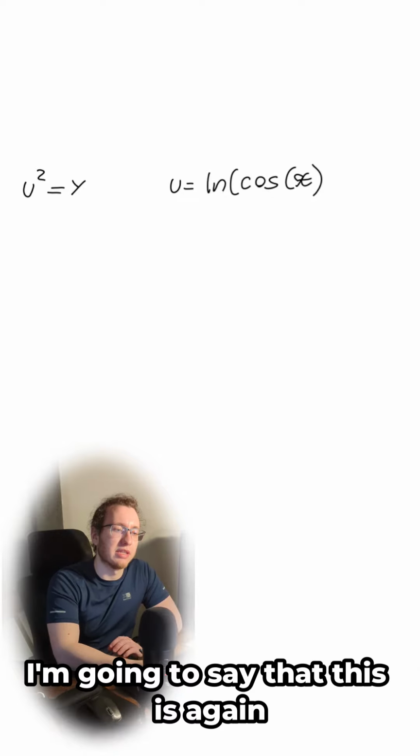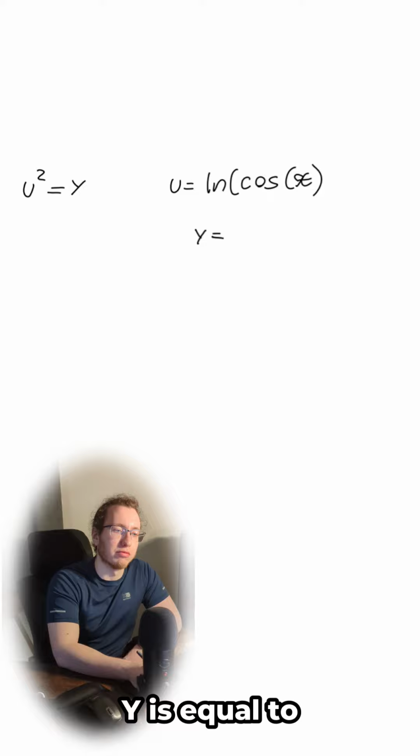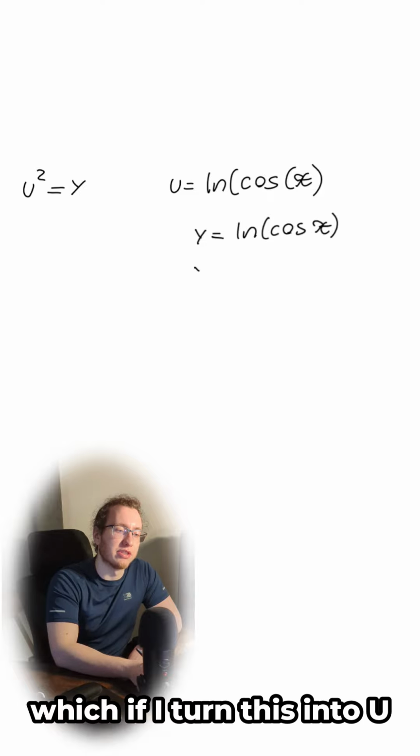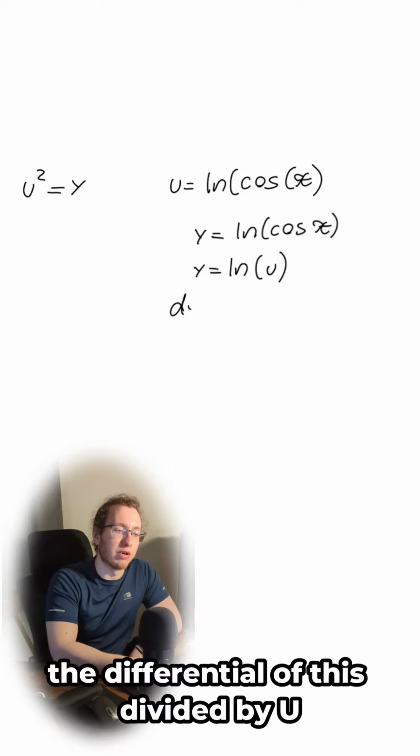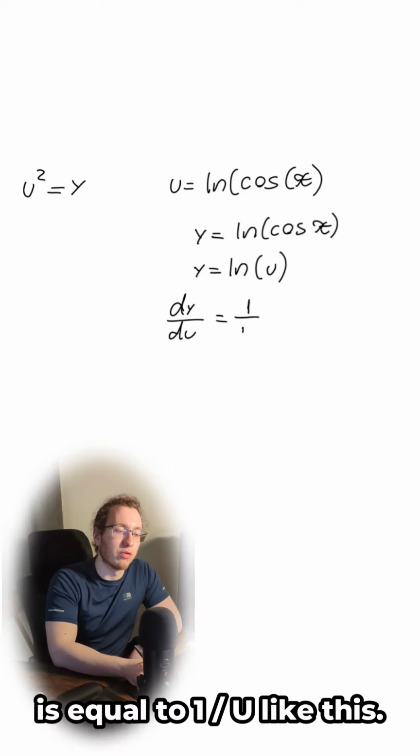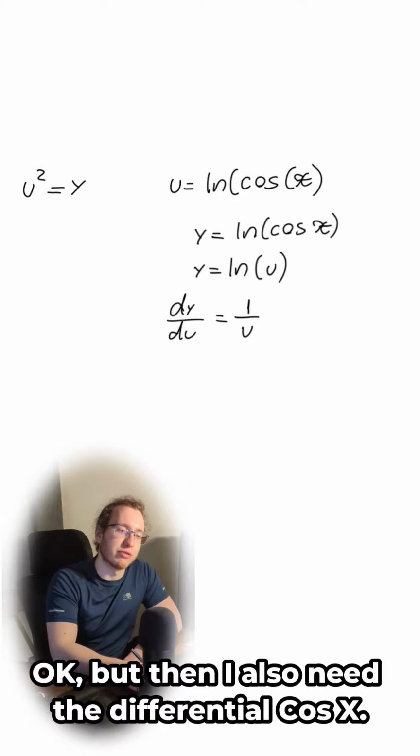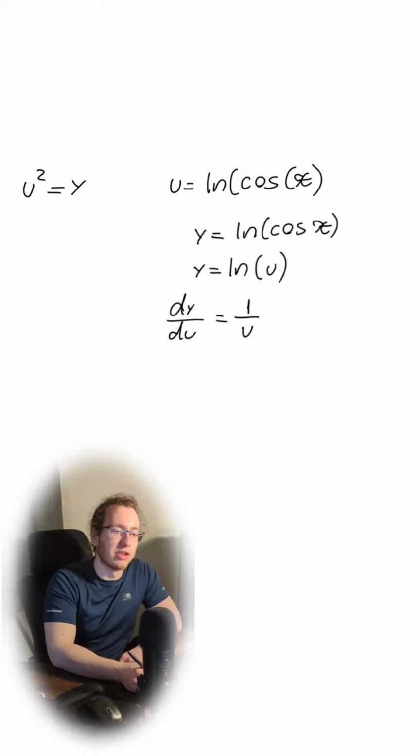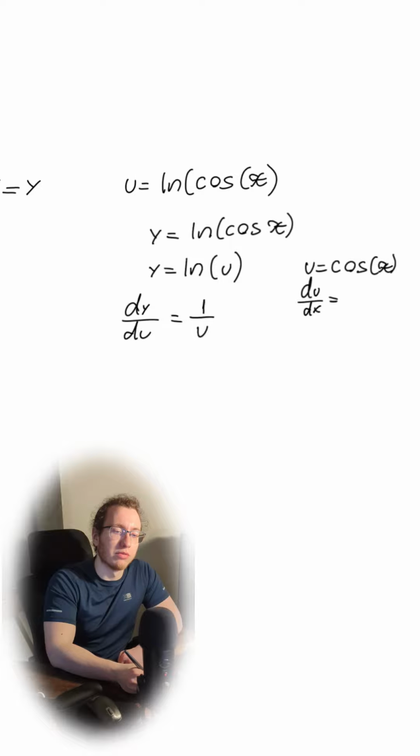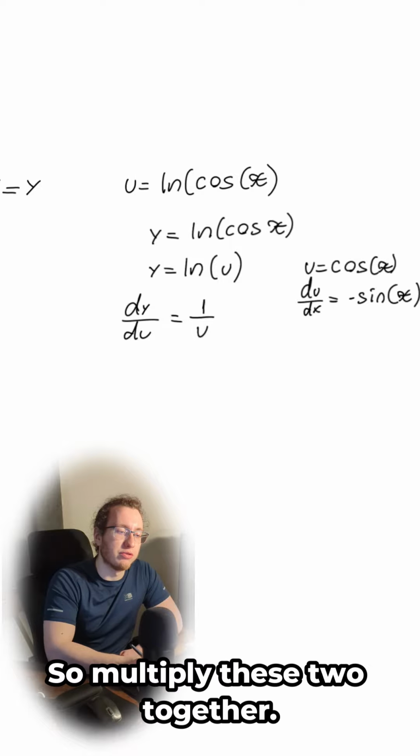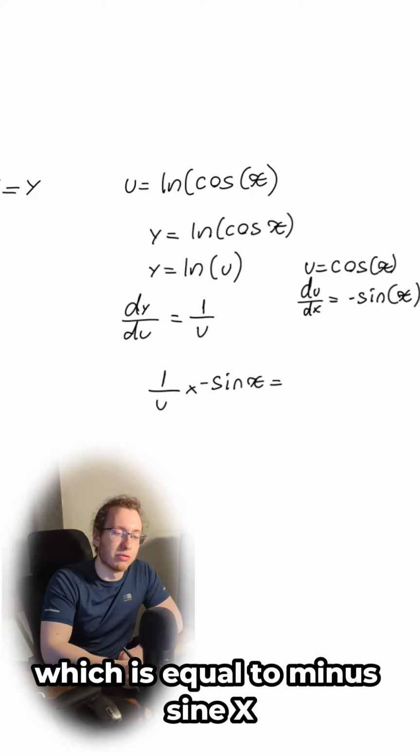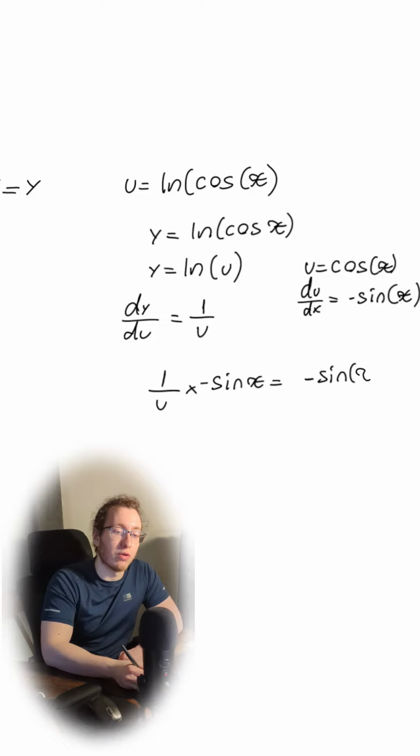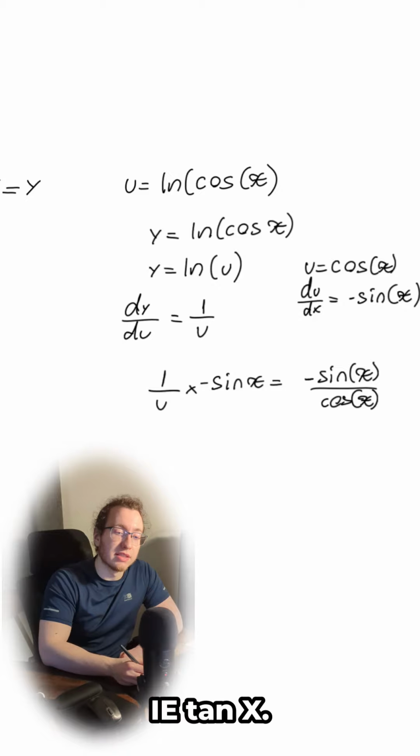I'm going to say that this is again y is equal to ln cos x, which if I turn this into ln u like this, the differential of this, dy by du, is equal to 1 over u. Okay, but then I also need the differential of cos x. So the derivative of cos x is equal to minus sin x. So multiply these two together. It's going to be 1 over u multiplied by minus sin x, which is equal to minus sin x over cos x, i.e. minus tan x.